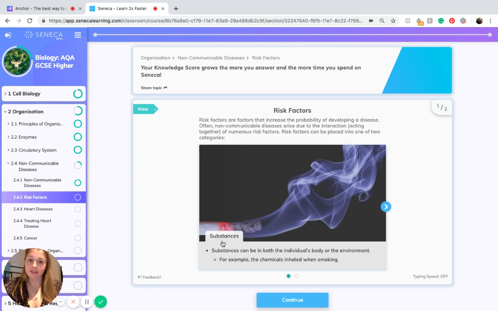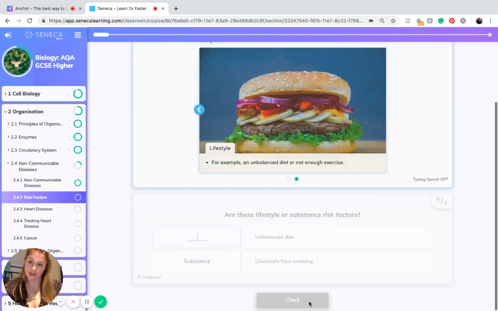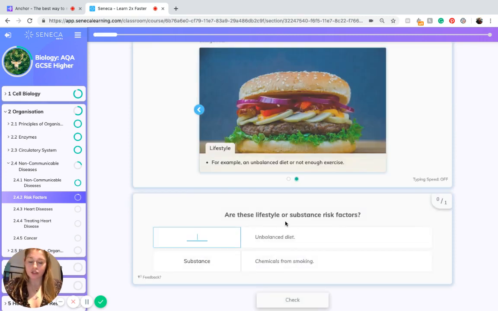First of all, substances. Substances can be in both the individual's body or the environment. For example, the chemicals inhaled when smoking. And lifestyle. For example, an unbalanced diet or not enough exercise. So what are the two risk factors? Substance and lifestyle.